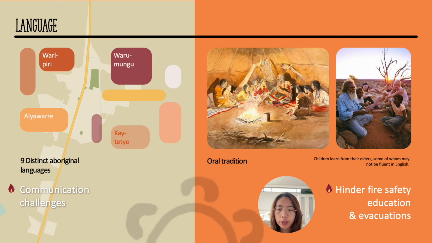Language is another crucial aspect that demands our attention. As previously mentioned, Tennant Creek is home to 9 distinct Aboriginal peoples, each with their own unique languages. This can make it difficult to effectively communicate central information, including fire alarms. Also, in these communities, oral traditions are prevalent, and children learn from their elders, some of whom may not be fluent in English. This complicates the task of educating people about fire safety and organizing fire evacuation within an English-speaking context.